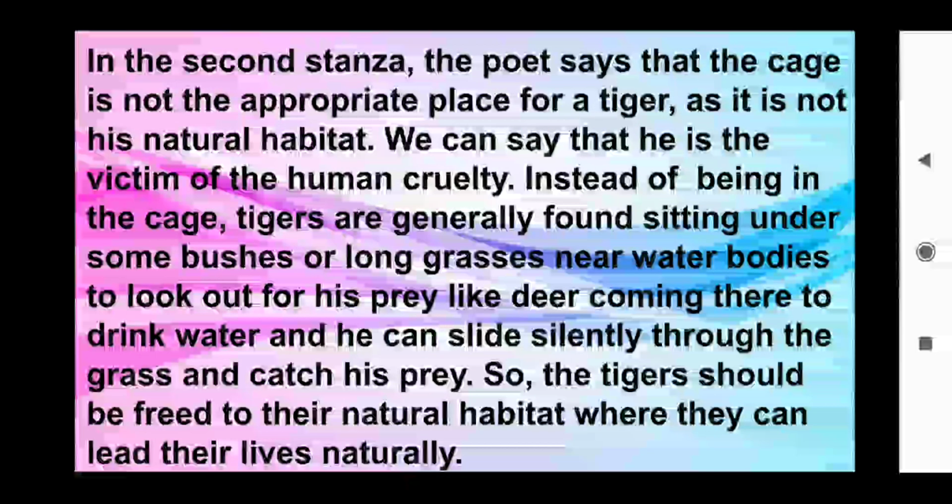In the second stanza, the poet says that the cage is not the appropriate place for a tiger, as it is not his natural habitat. We can say that he is a victim of the human cruelty. Instead of being in the cage, tigers are generally found sitting under some bushes or long grasses near water bodies to look out for his prey, like deer coming there to drink water, and he can slide silently through the grass and catch his prey. So, the tigers should be free to their natural habitat where they can lead their lives naturally.